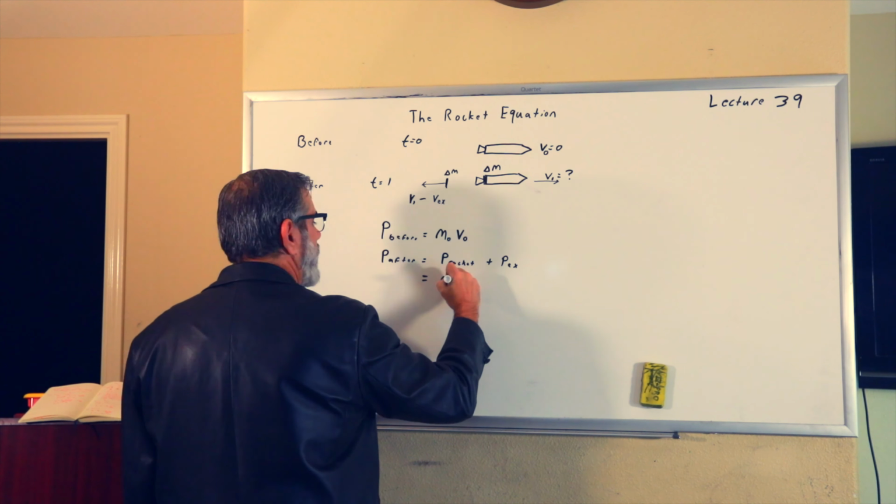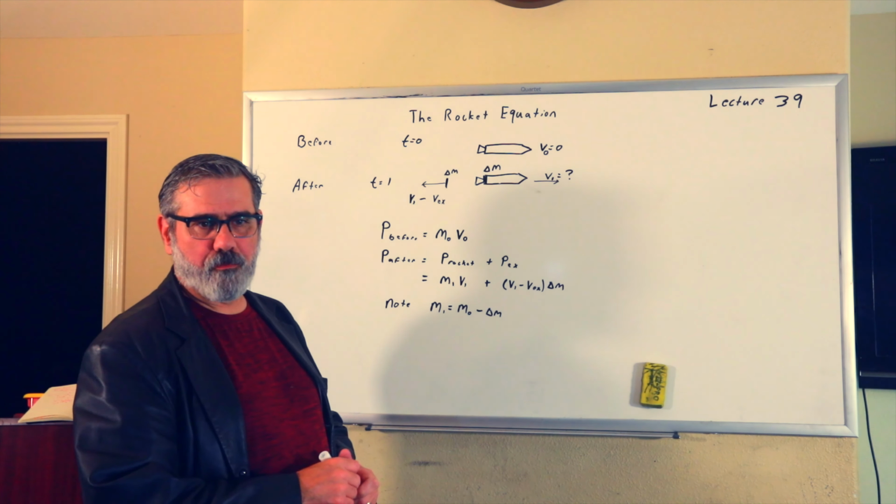So you can see it's represented here as this little piece of mass. It's flying out the back, okay? And it represents the change in the total mass of the rocket ship. At this point, we'll need to observe, I'll write a note, that M1 is equal to M naught, or M sub 0, minus delta M, because that's the new mass of the rocket. It's a little bit lighter than it was before.